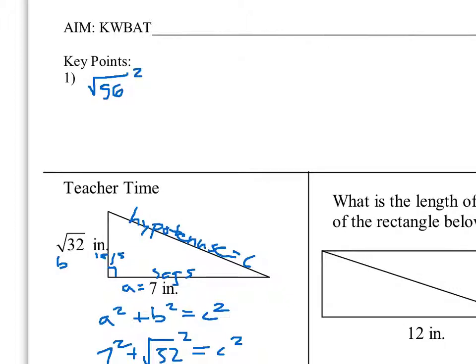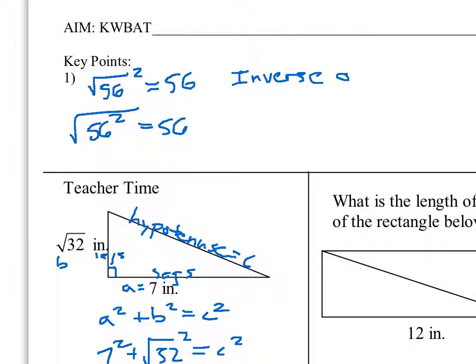What's the square root of 56 squared? What's 56 squared and then take the square root? 56. Inverse operations. Undo each other.